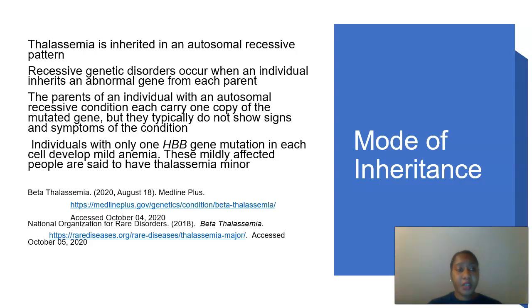So the parents of the individual with this autosomal condition each carry at least one copy of this mutated gene, and they typically do not show the signs and symptoms of this condition. Individuals with only one HBB gene mutation in each cell develop a mild anemia. These mildly affected people are said to have thalassemia minor.